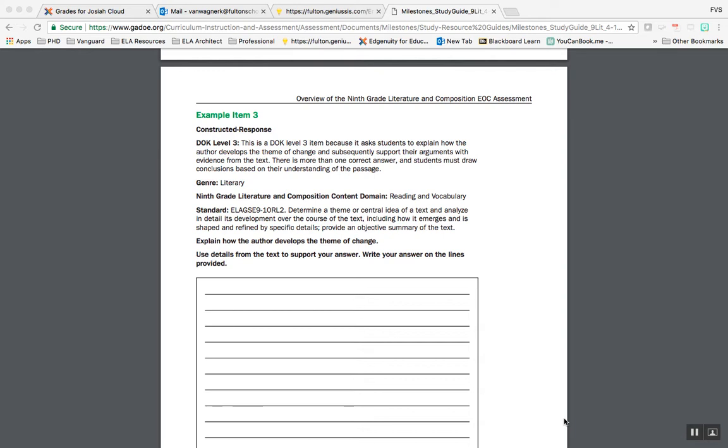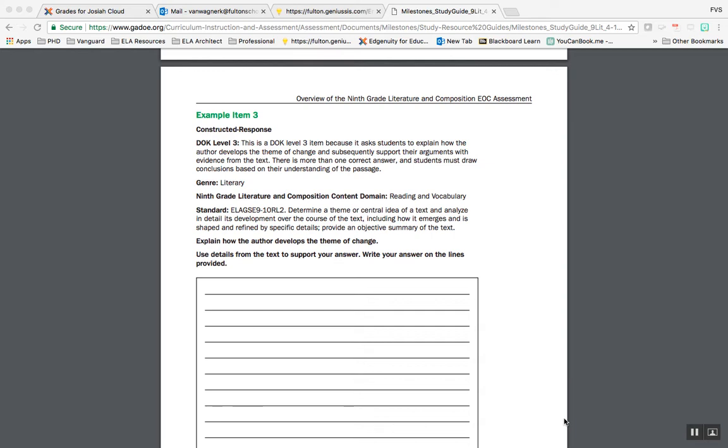Okay, so it's addressing the standard about determining theme or central idea, and including how it emerges and is shaped and refined by specific details. It's an objective summary of the text. So in this case, you're already given the theme, so you don't have to search for the theme, because that would actually take this a step further. And it's asking you to describe and explain how the author develops that theme.